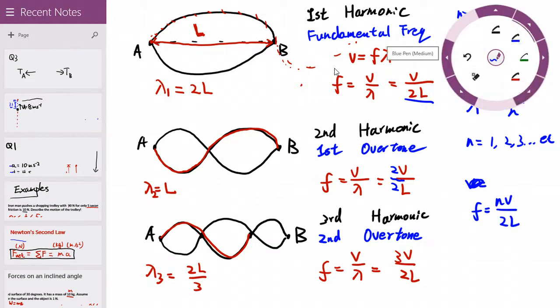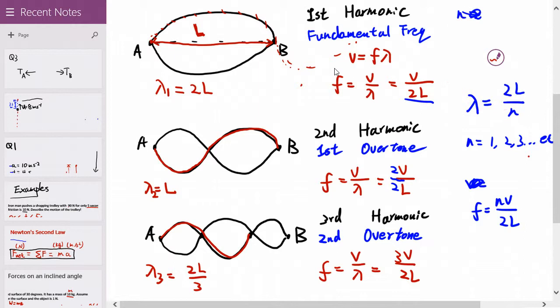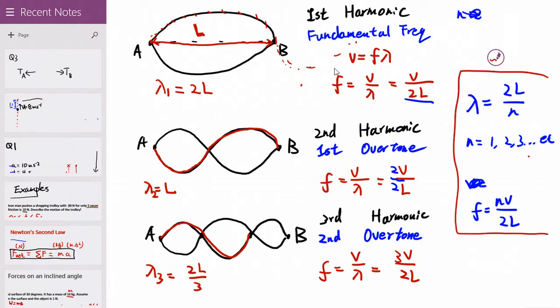So this is the formula you are going to use for standing waves when both ends are fixed. This is really important: for both fixed ends.